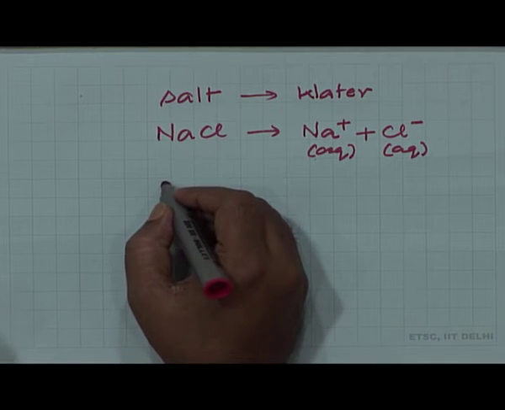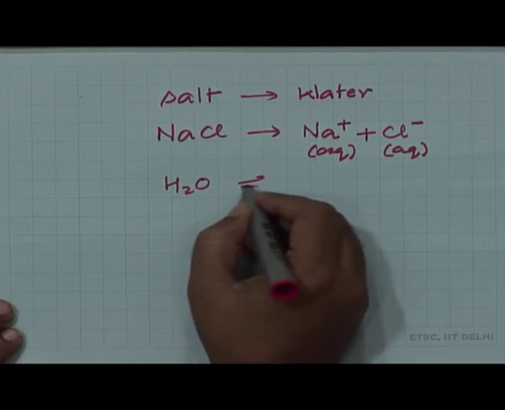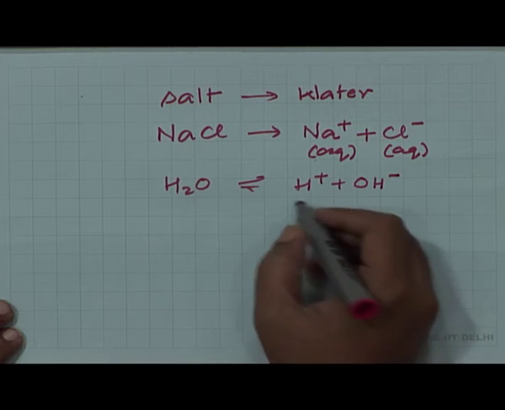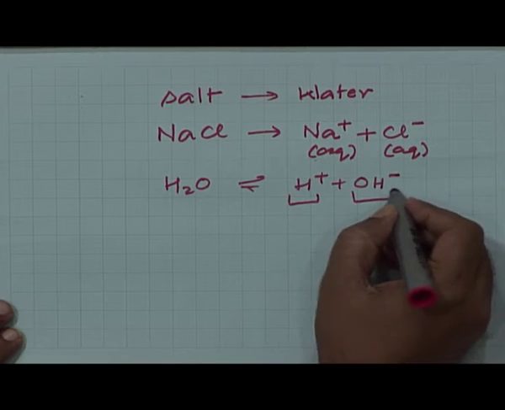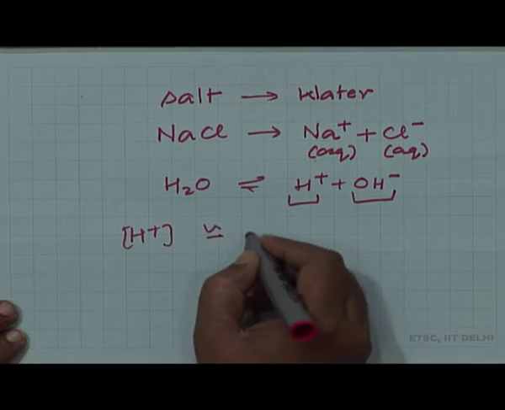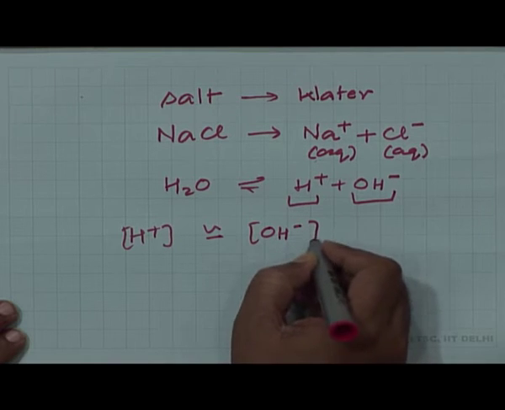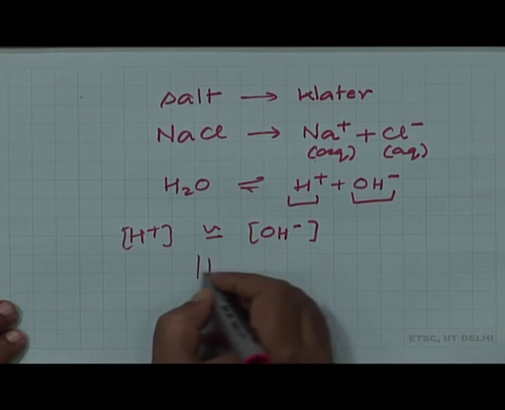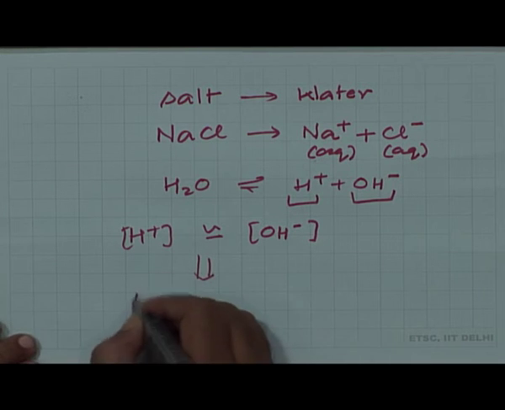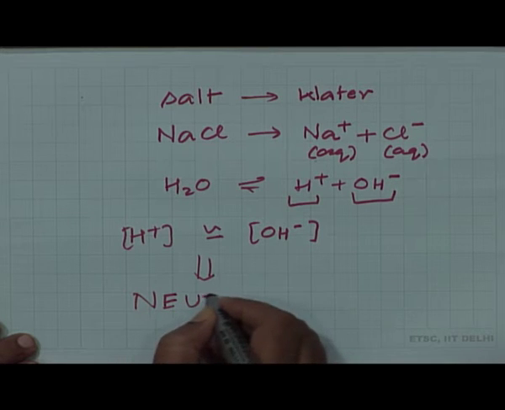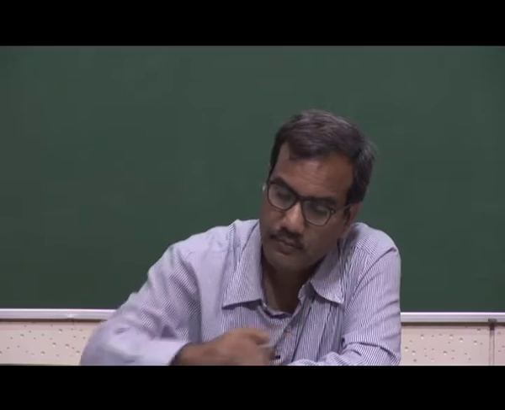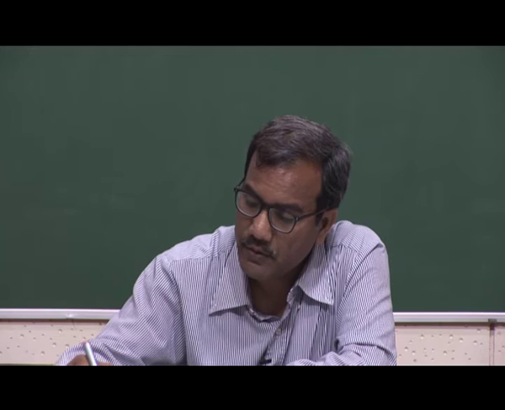Whatever H plus will come from H2O, the concentration of H plus and OH minus will be equal, and so aqueous solution of NaCl is neutral. Aqueous solution of NaCl is neutral. Now, take solution of HCl.